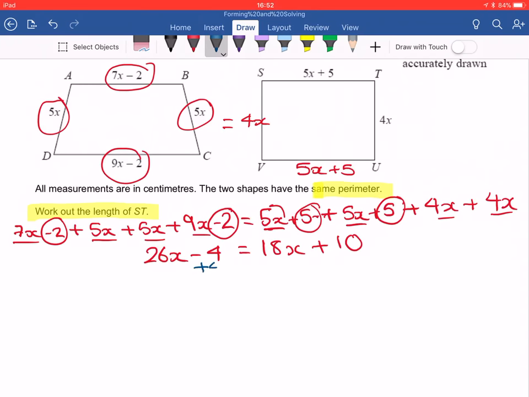Okay, so let's add 4 to this side, and that gets rid of the minus 4. So let's just cancel that off straight away. And then we're going to add 4 to this side. So let's go back to it. On this side, we're just going to have the 26x, I think it is. And then on this side, we're going to have the 18x, but we've now added 4 to the 10. So that gives us 14.